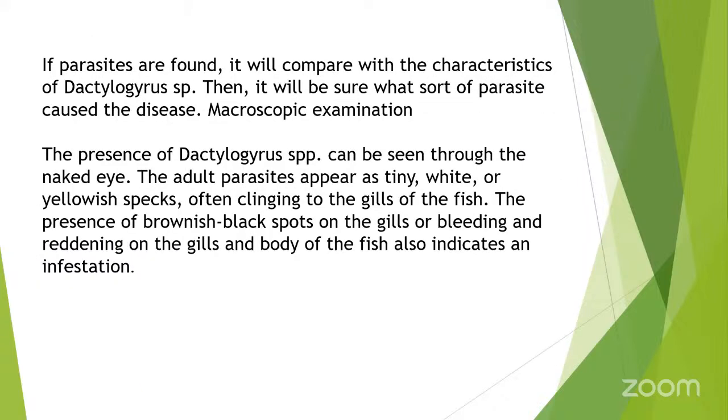If parasites are found, compare them with the characteristics of Dactylogyrus species. Then it will be certain what sort of parasite caused the disease. Then the macroscopic examination. The presence of Dactylogyrus species can be seen through the naked eye. The adult parasites appear as tiny white or yellowish specks, often clinging to the gills of the fish. The presence of brownish black spots on the gills or bleeding and reddening on the gills and body of the fish also indicates an infestation.